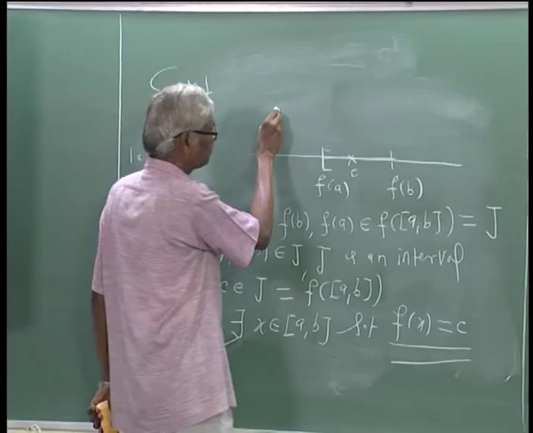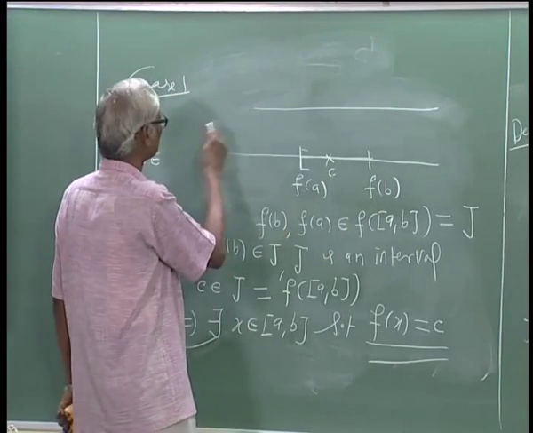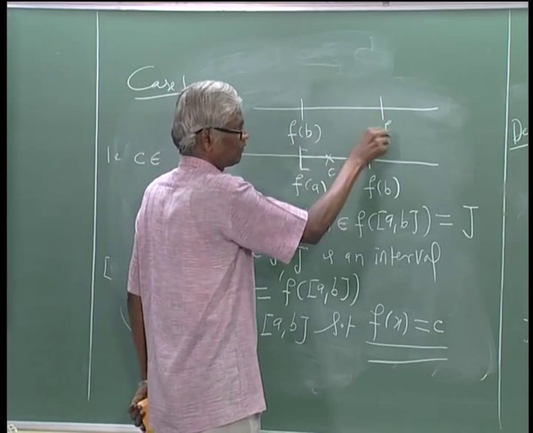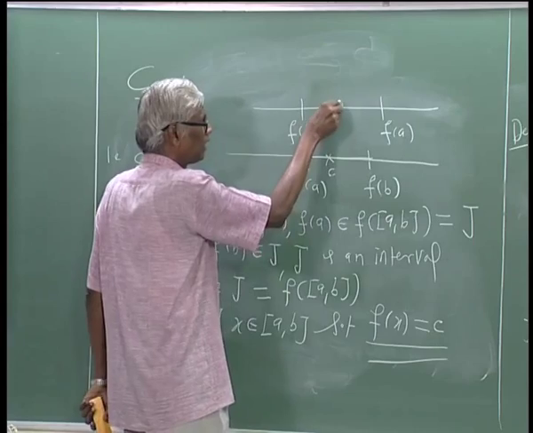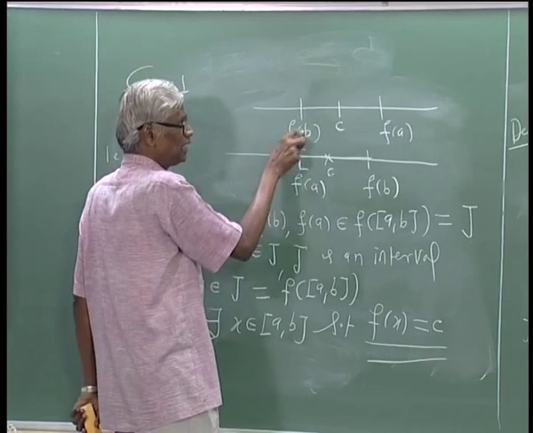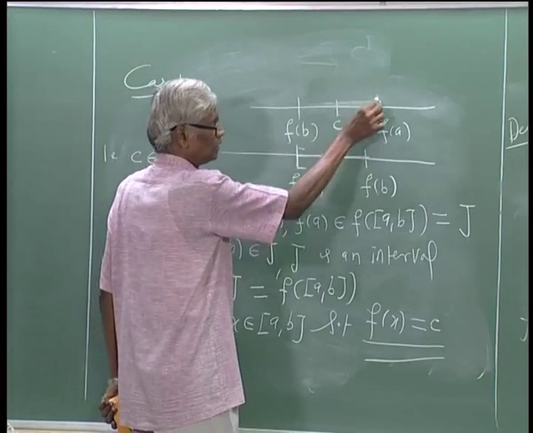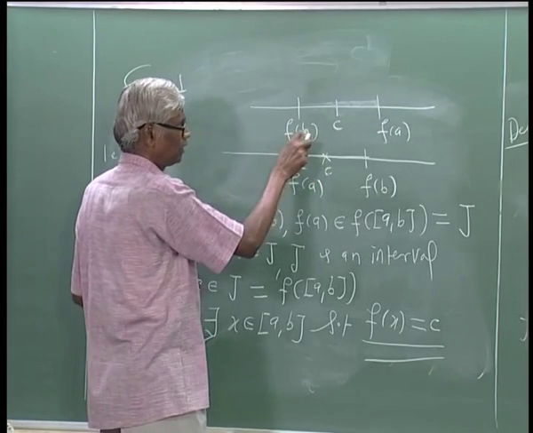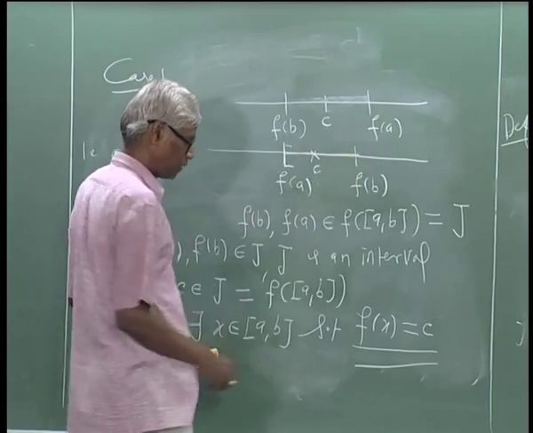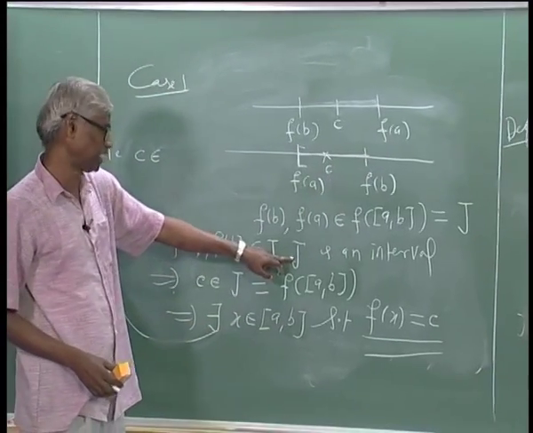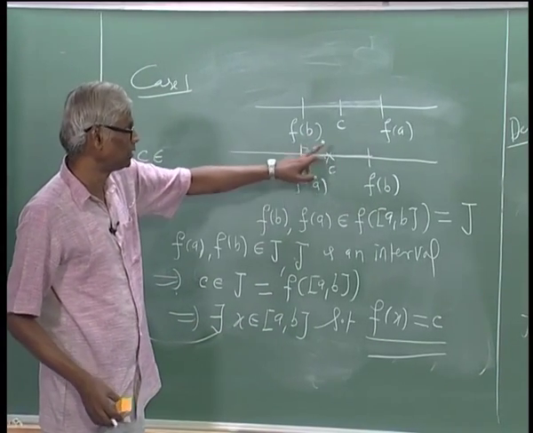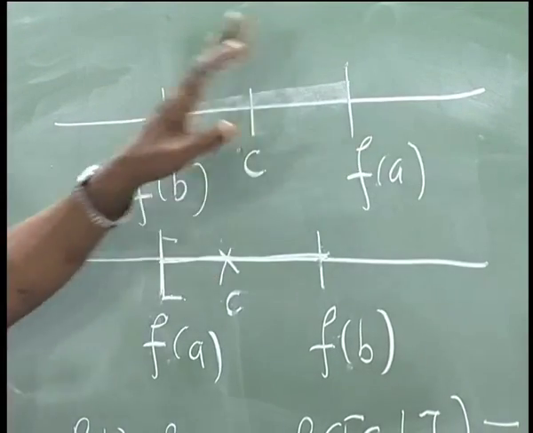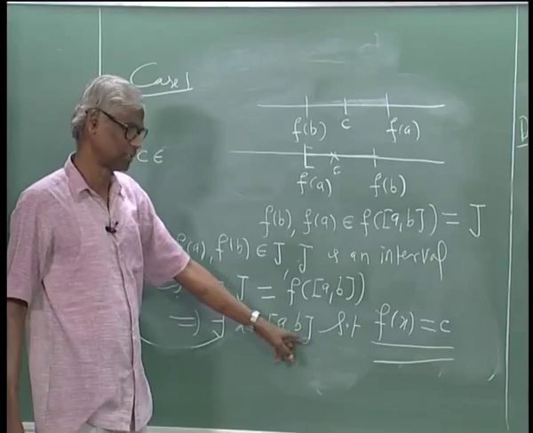So, the same thing will work in case f(B) is less than f(A). What we need is again that C lies in the interval between f(B) and f(A), and f(B), f(A) belong to J. J is an interval. So that will imply C belongs to J, which means again we will get an x having this property.